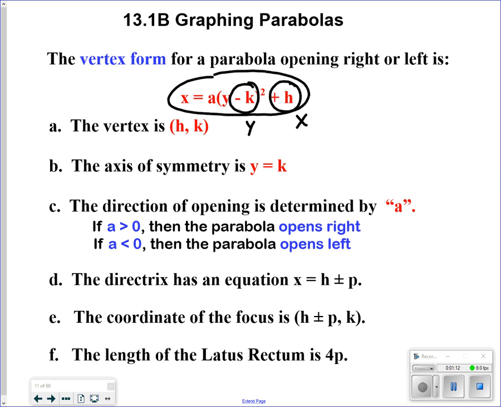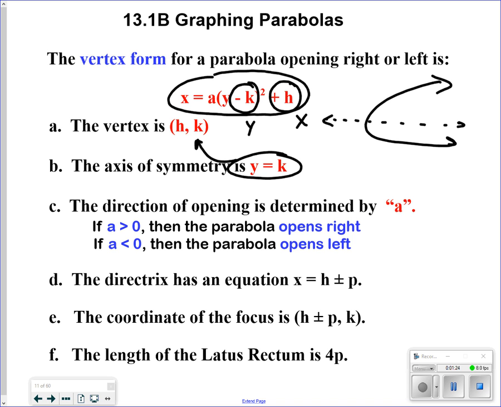And now the axis of symmetry goes the opposite direction now. It's a y equals k axis of symmetry. So you're talking about a parabola that goes this way, and the axis of symmetry goes across through the parabola. So it's a y equals axis of symmetry. Direction of opening, if it's positive, it goes to the right. If the a value is negative, it goes to the left.